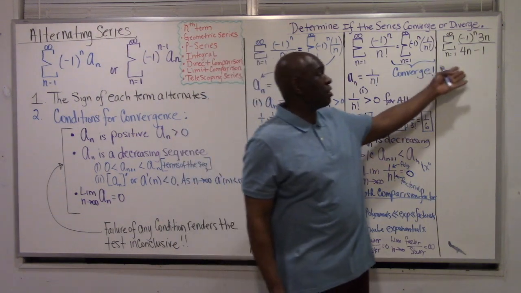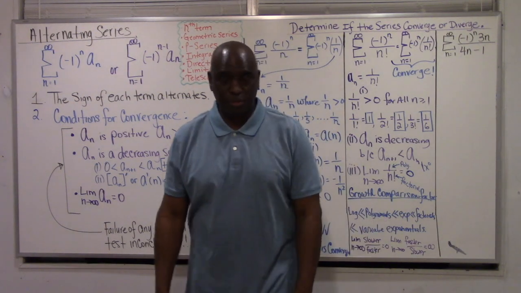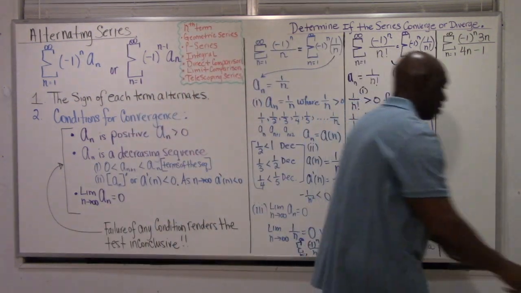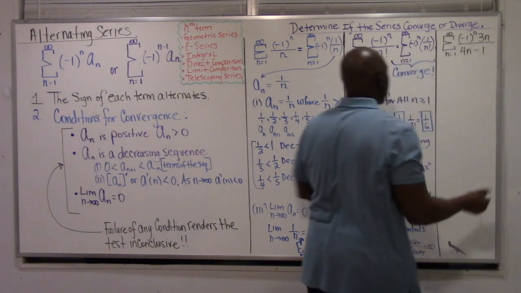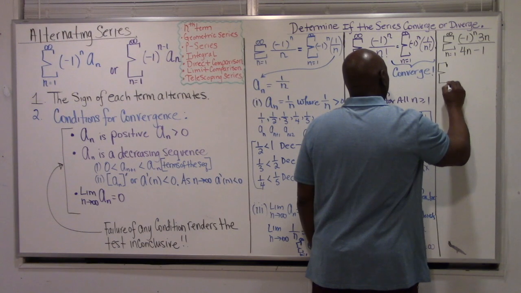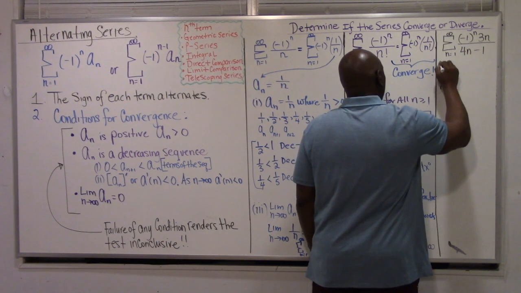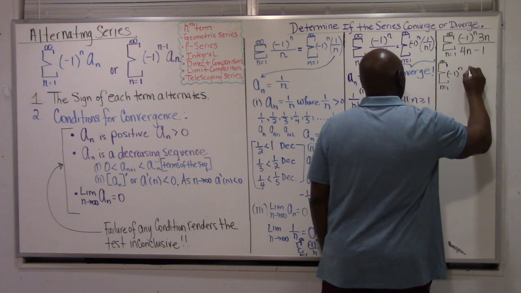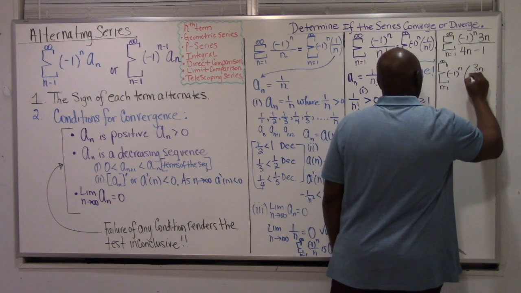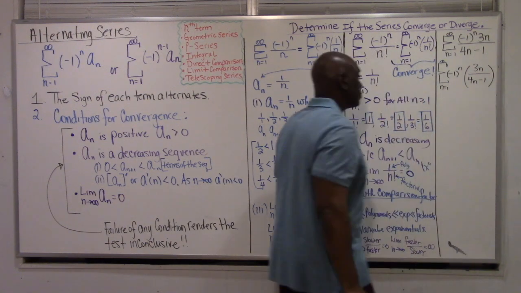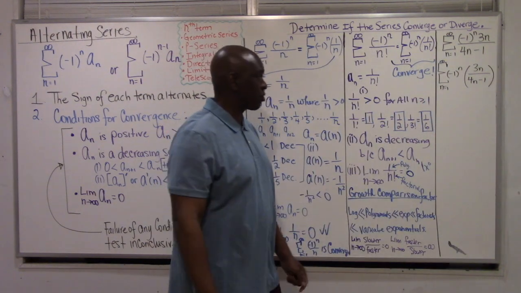How about our last series? Convergent or divergent? Okay? Well, first, let's rewrite it. If we rewrite it, we can rewrite it as the sum from n equals 1 to infinity of -1 to the n times 3n over 4n minus 1. All right, so that's first.